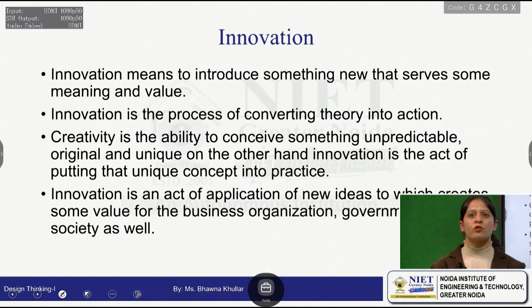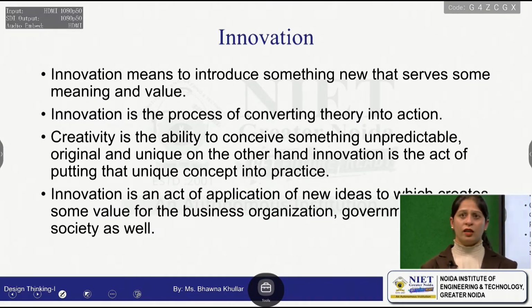Innovation is the process of converting theory into action. In the innovation process, the creative thinking is converted into action. Now it can take a practical form. Creativity is the ability to conceive something unpredictable, original and unique. On the other hand, innovation is the act of putting that unique concept into practice.